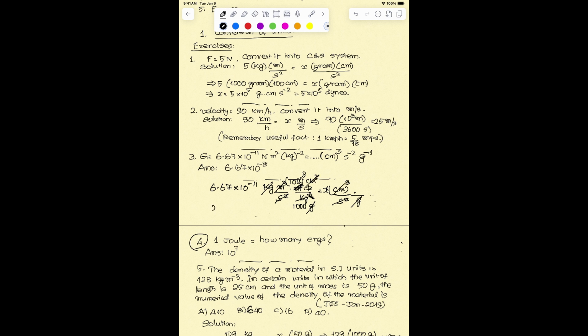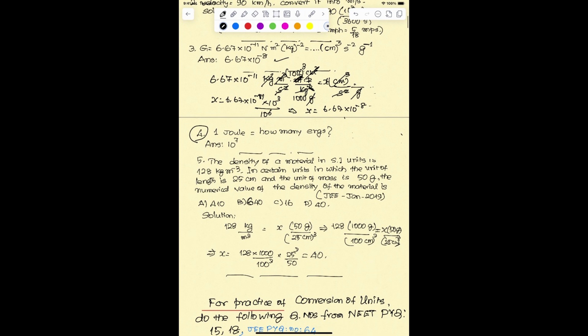Therefore, now x is left with 6.67 into 10 power minus 11 on the right hand side. Then you have your 1000 going up there, and you have 10 power 6 coming down. Therefore, you are now left with 10 power minus 8. Therefore, answer is x equal to 6.67 into 10 power minus 8 CGS units.